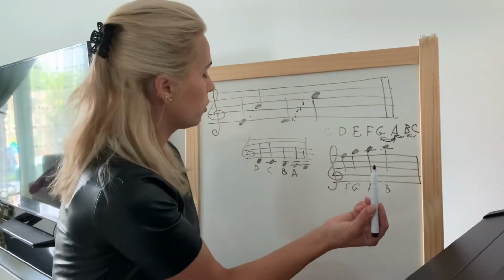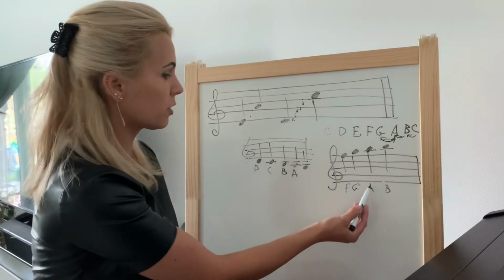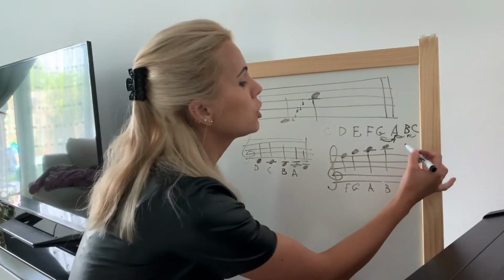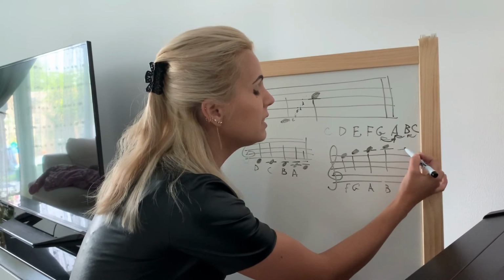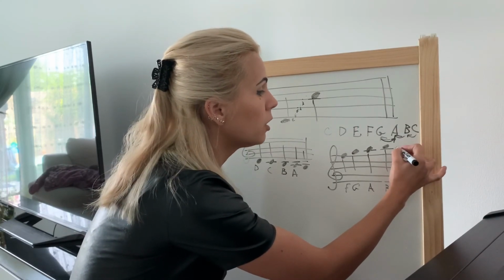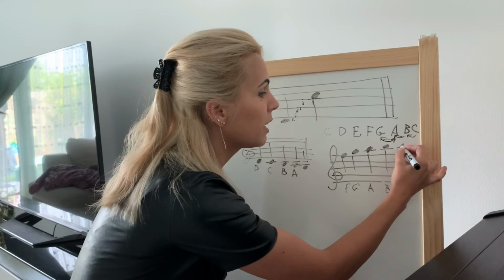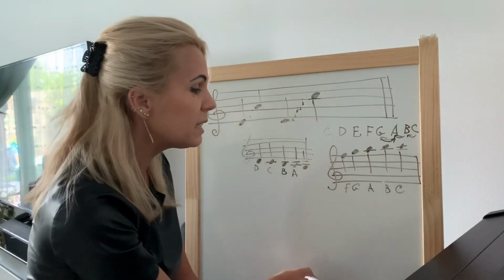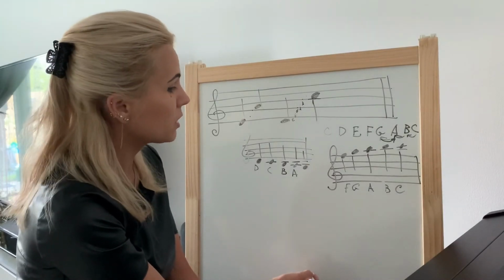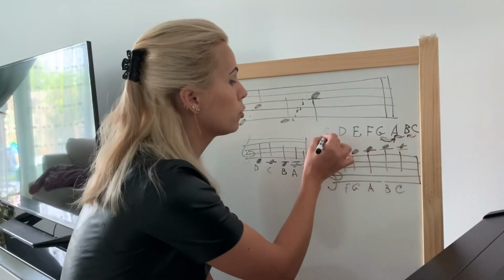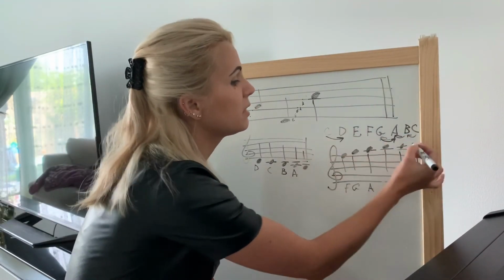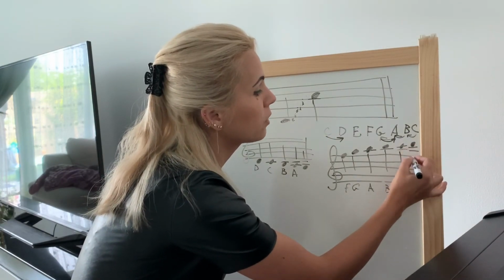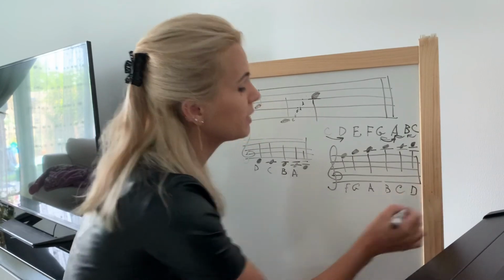After B, I'm going to write C. So it's reverse. I had A, B, C going down, and here I have A, B, C going up. To make sure that I can write C, I will write two leger lines, and I will place it on the second leger line. So this will be my C. And the same thing is going to happen if I want to write the next note after C, which is D. So I will place that note on top of my second leger line. So this is my D.